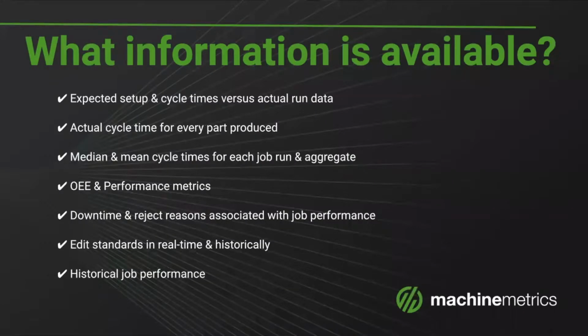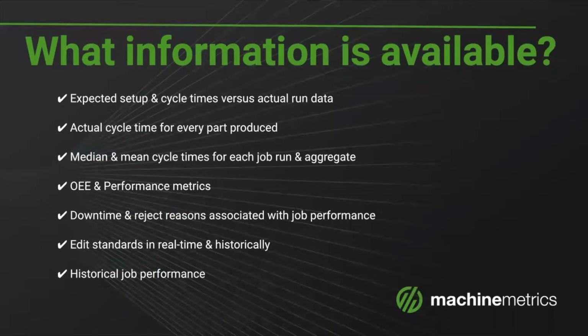All right. So one thing that's important before we jump into the reports, because we're going to look at a subset of jobs, is to go over what information is actually available from your job records. You can see the expected setup and cycle times versus your actual run data for every job. You can see the actual cycle time for every single part that was produced. So say you have a run of 10,000 parts, each one of those parts will have a different cycle time, and we capture all of that. So it's not just an average across your run, you can actually get very granular as well.